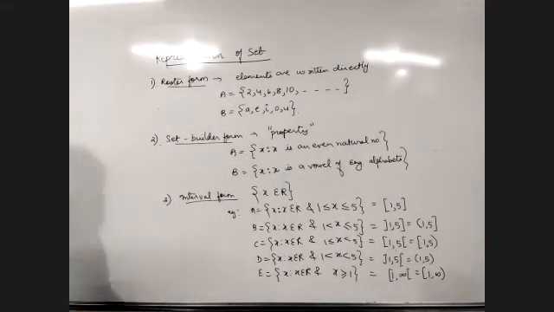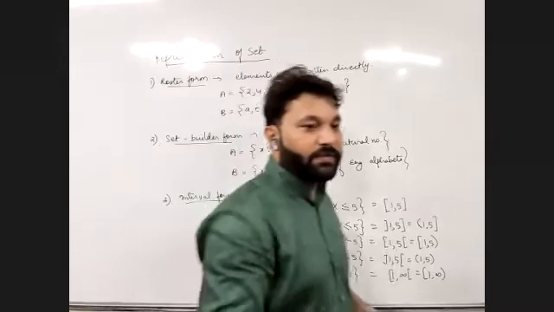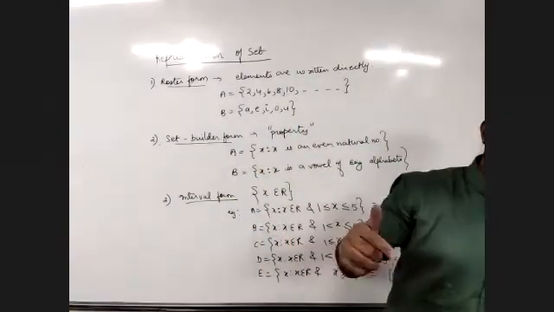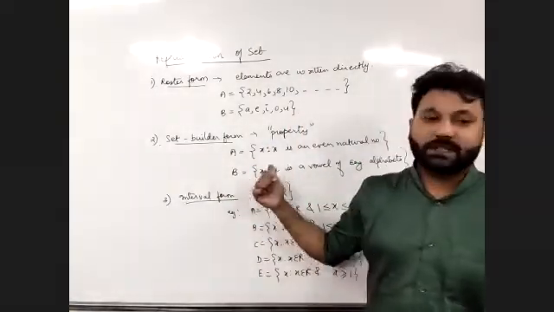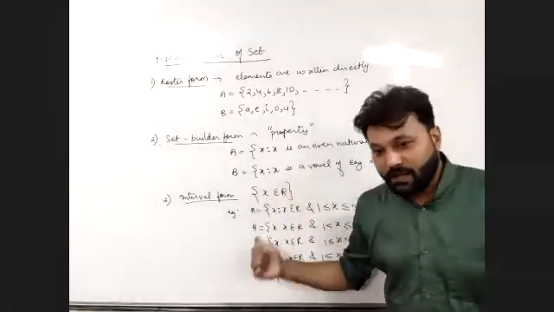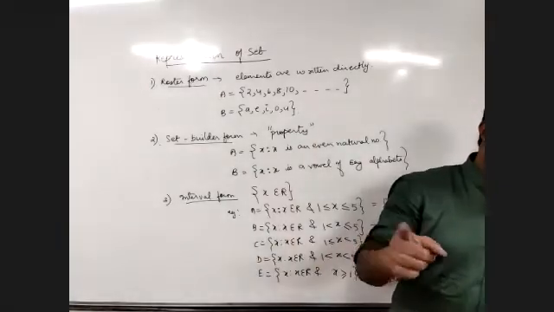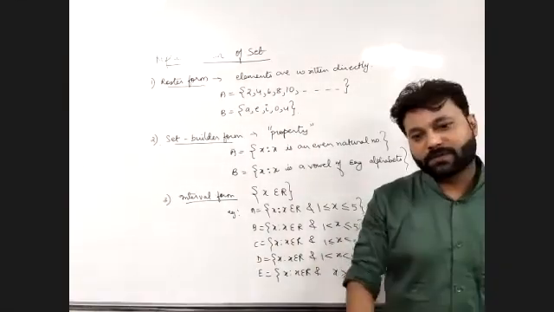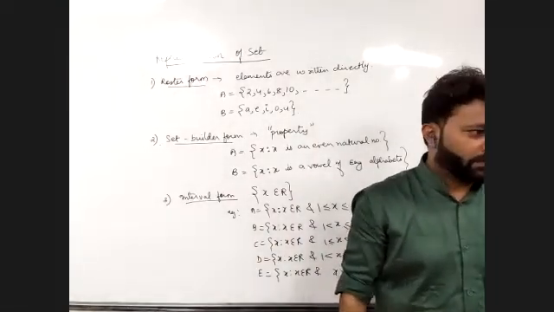So there are 3 representations of a set. The first one is the roster form in which we write the elements directly. Second one is the set builder form in which we mention the property of the elements. And the third one is the interval form, and interval form can only be used when x belongs to R. Right? Quickly note this down.